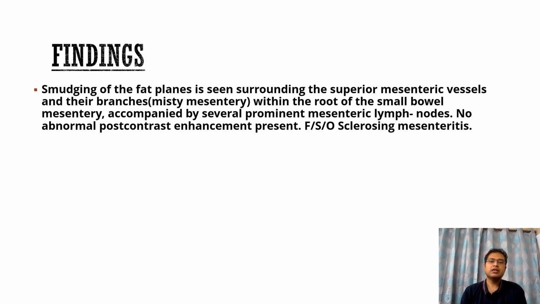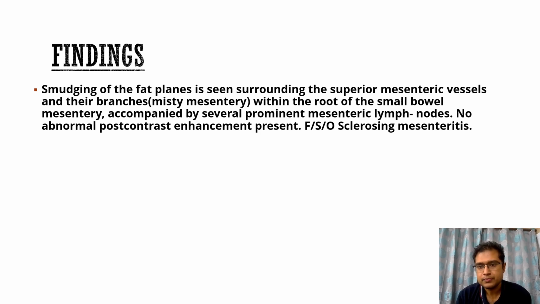So the diagnosis here is sclerosing mesenteritis. There is smudging of the fat planes, which is seen surrounding the superior mesenteric vessels and the branches, which is typically called misty mesentery within the root of the small bowel mesentery, which is the most common site. There were accompanying several prominent mesenteric lymph nodes, and there was no abnormal post-contrast enhancement that was present.